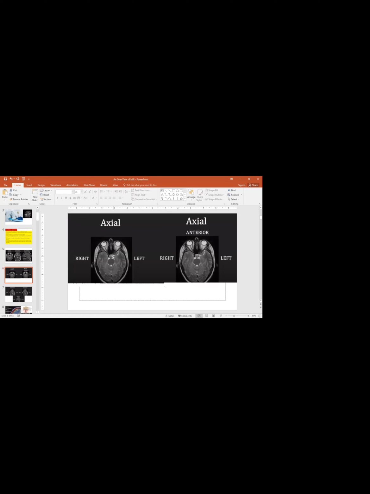In more detail about this axial section, the patient's right is on our left, and the patient's left is at our right, and anterior and posterior we can evaluate, but in that case we can't see the superior or inferior part.